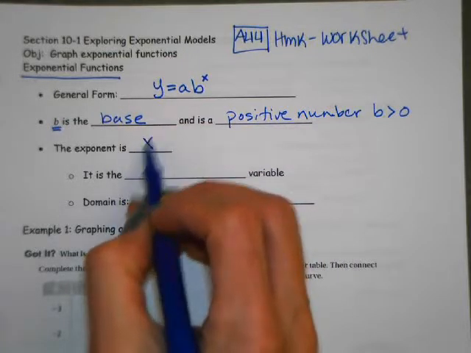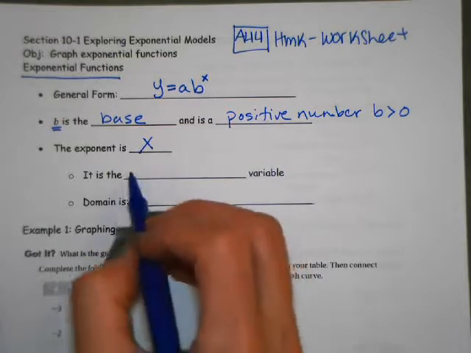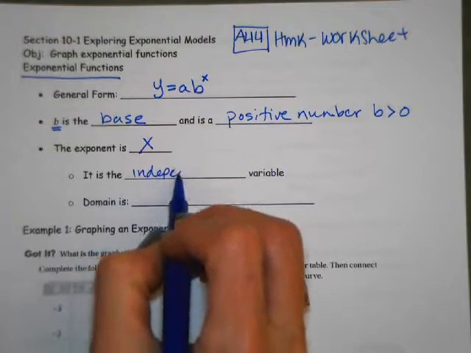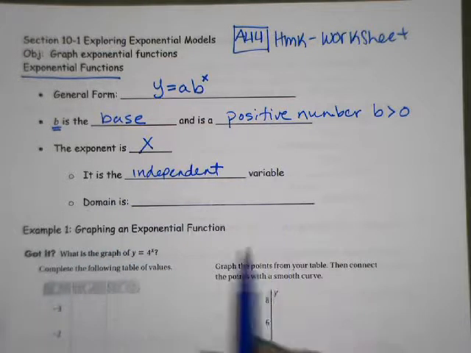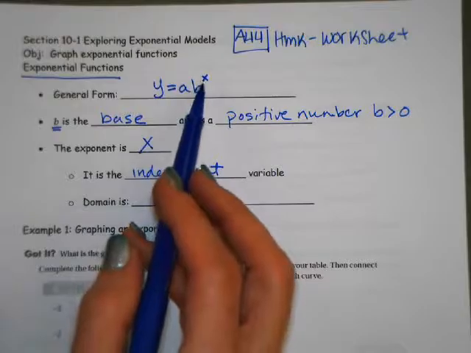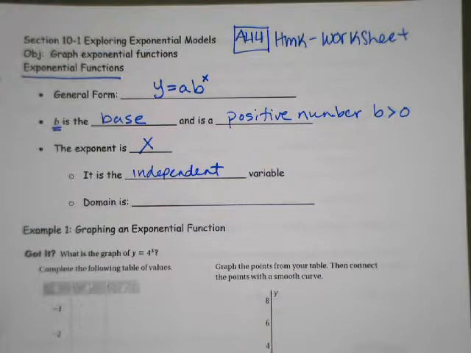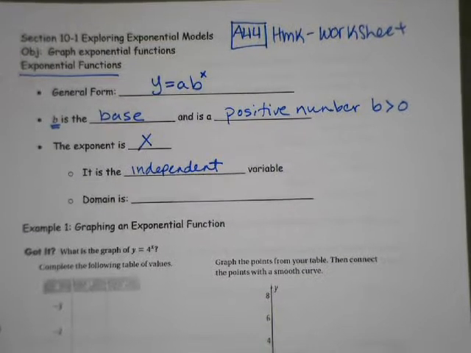The exponent is the value x, and it's what we call the independent, meaning that y is dependent on what x is. Like your y value will be determined by what your x is, but x can be anything. Okay, so x is the independent variable.